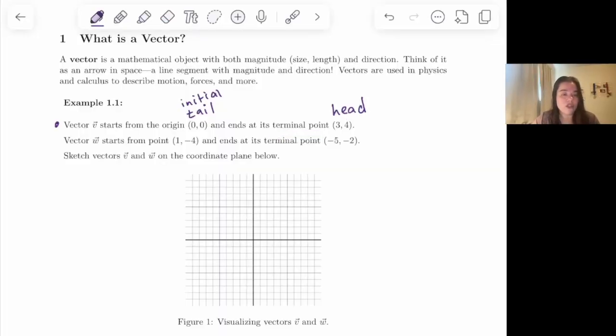Awesome, so we have a description of vector v. Notice we have a description of vector w. We have where vector w starts and where it ends. And then in that third bullet point, we're just being asked to sketch v and w on the coordinate plane so that we can just visualize these vectors and see what a vector looks like. So let's get in there and start sketching.